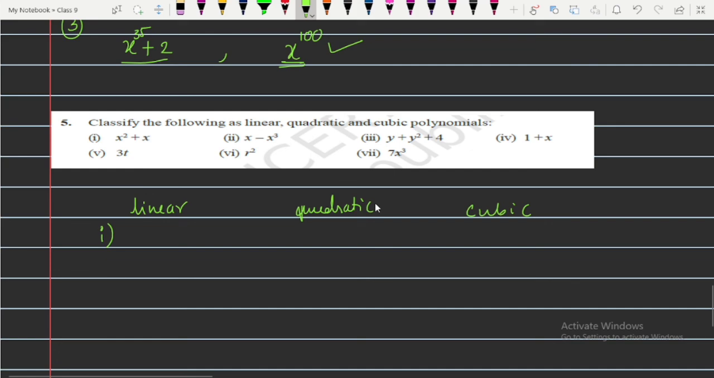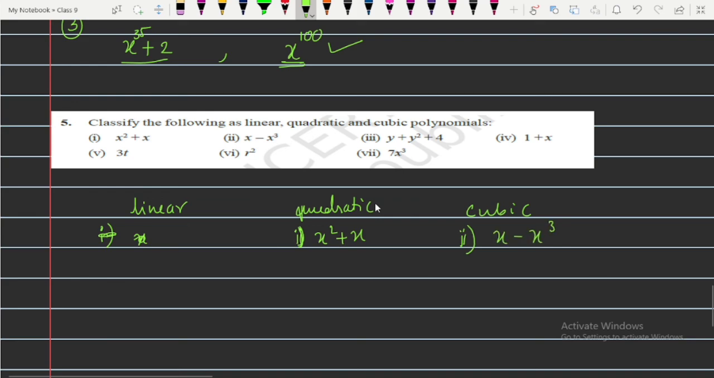First one, it is x square plus x. Its degree is what? 2. So it will be quadratic. Question number 1, x square plus x, is a quadratic. What about the second question? x minus x cube. So what is the power of the variable? That is 3. So it is a cubic polynomial, x minus x cube.